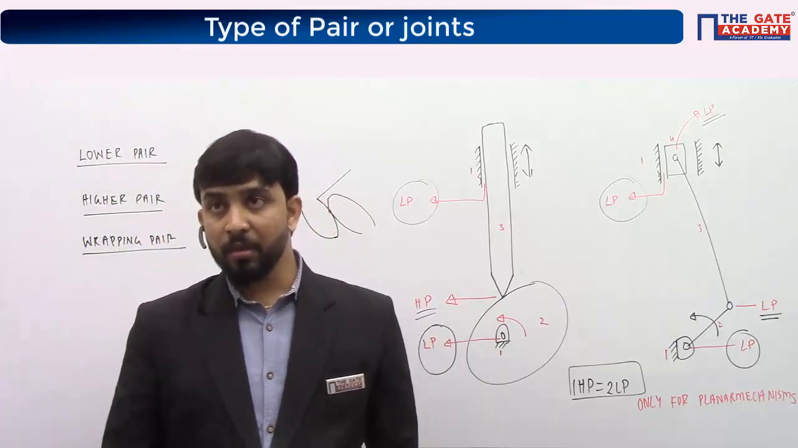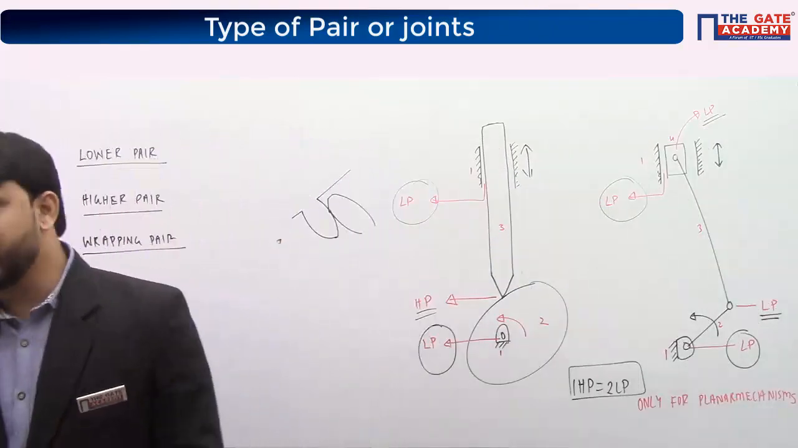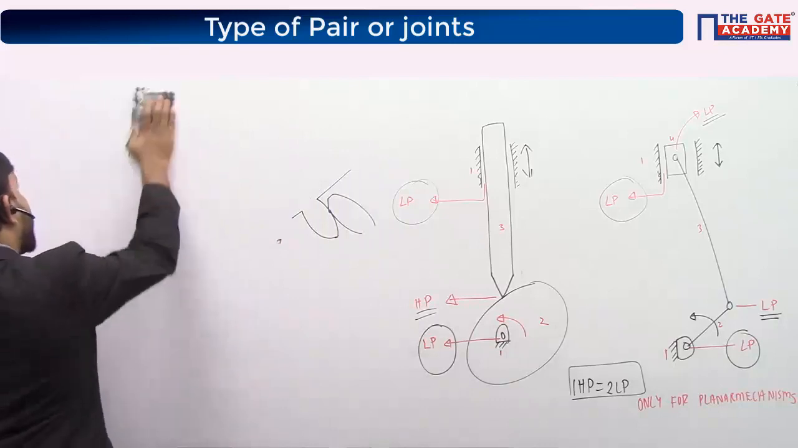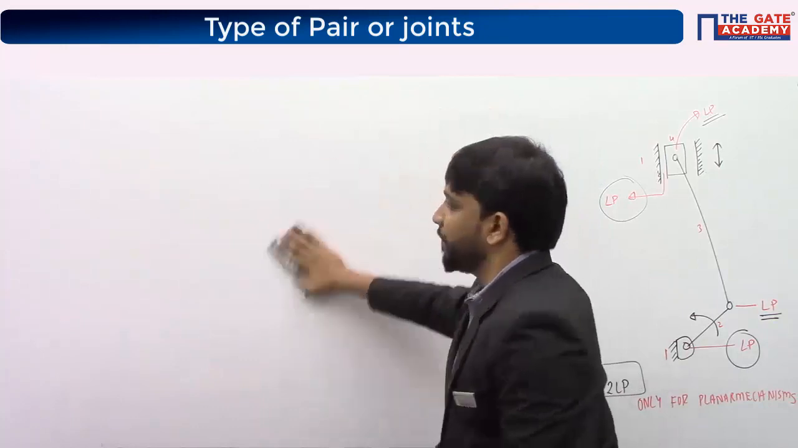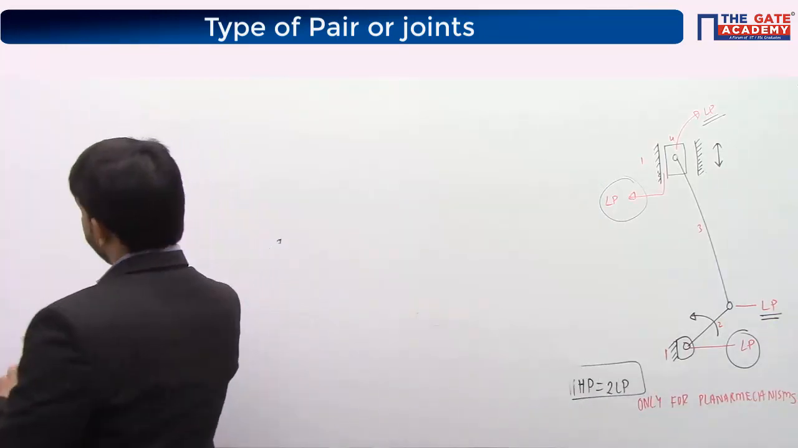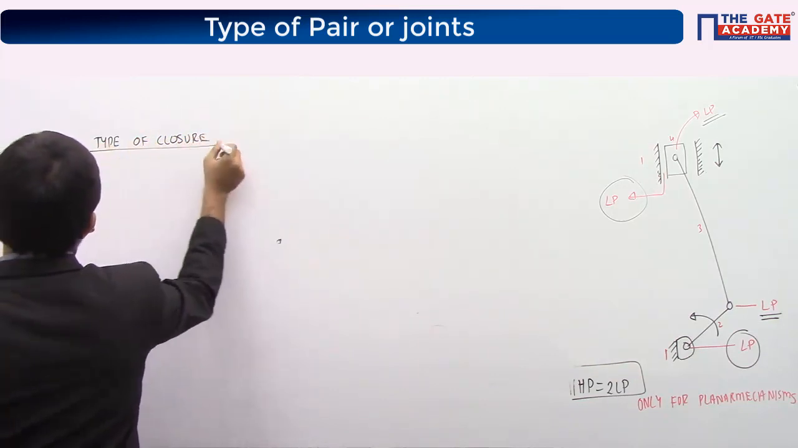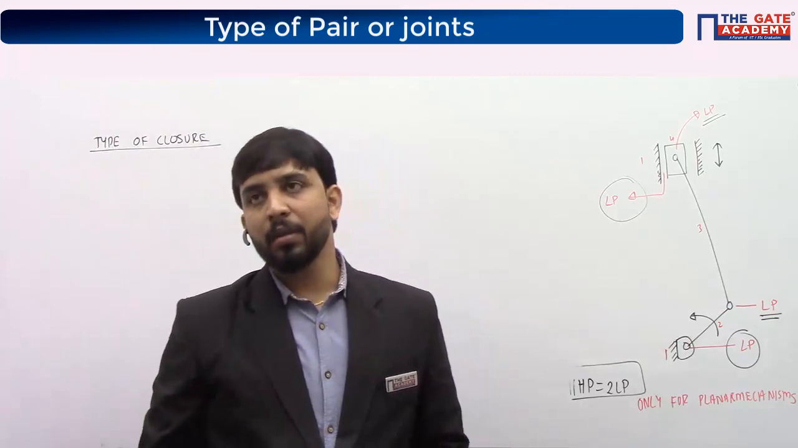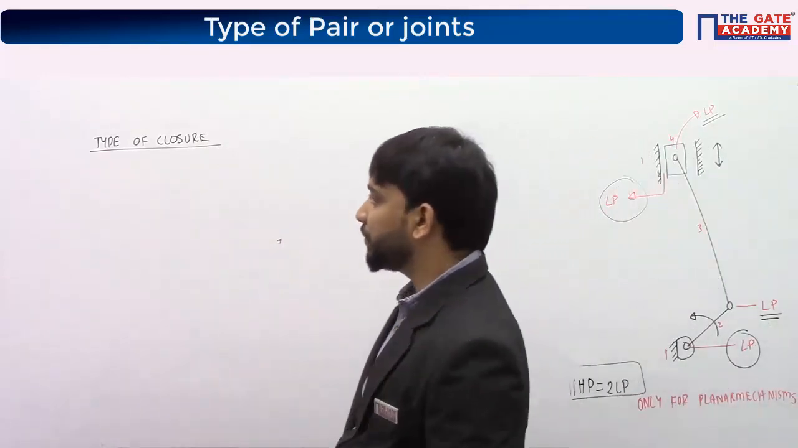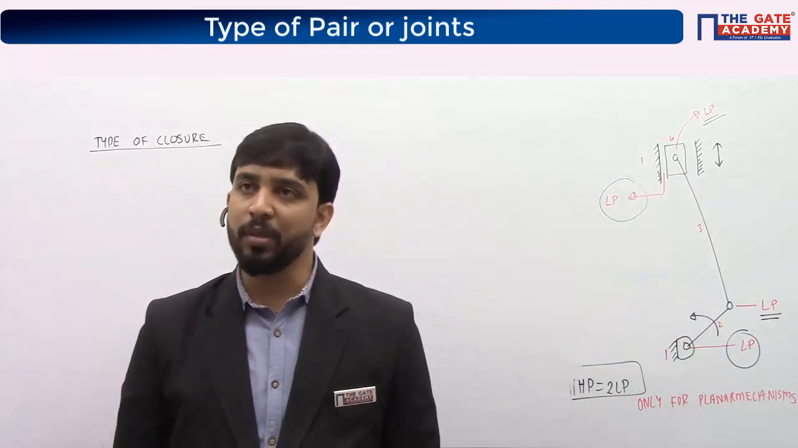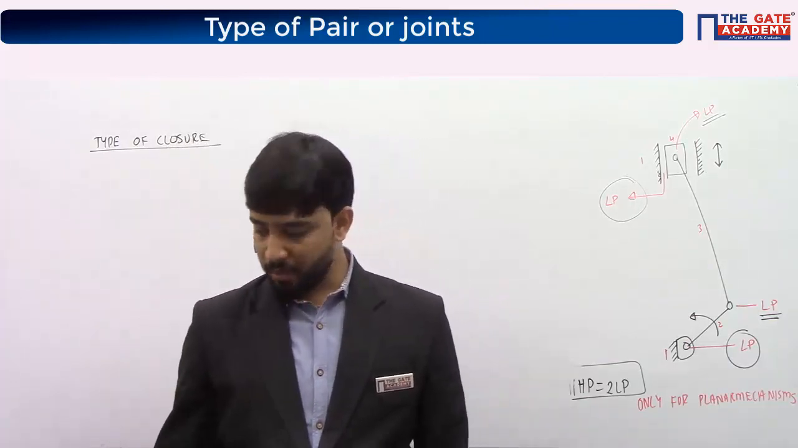Now just observe this, okay? Next classification: according to the type of closure. So how they are connected, I can say. According to the type of closure, under this item, the first one is the self-closed pair.